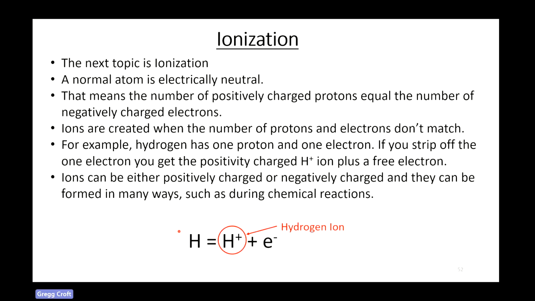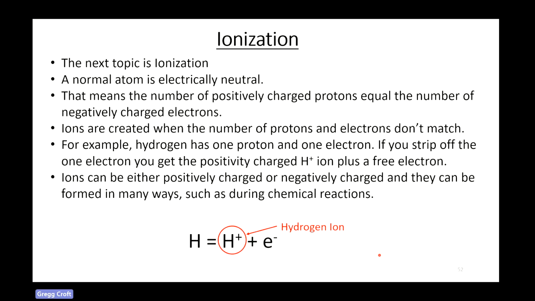The next thing I want to talk about is ionization. A normal atom is electrically neutral. That means the number of protons and the number of electrons equal each other. An ion is created when the number of protons and electrons don't match. An example of that is if you have a hydrogen with one proton and one electron, and you strip off the one electron, what you end up with is a positively charged hydrogen ion plus a free electron.